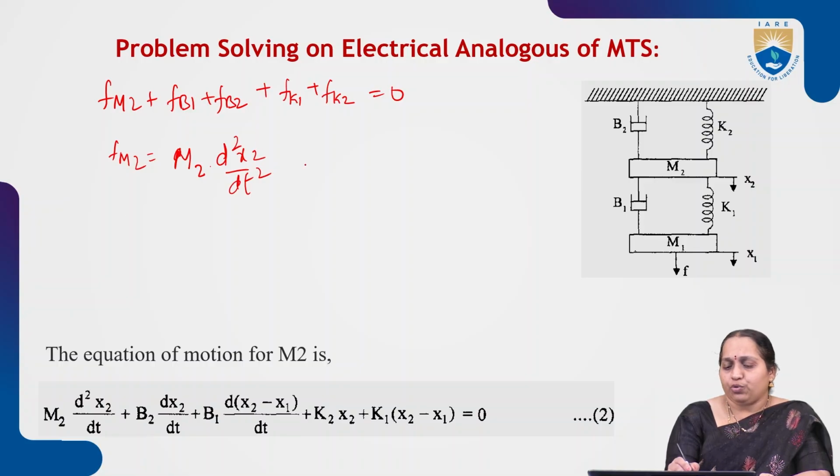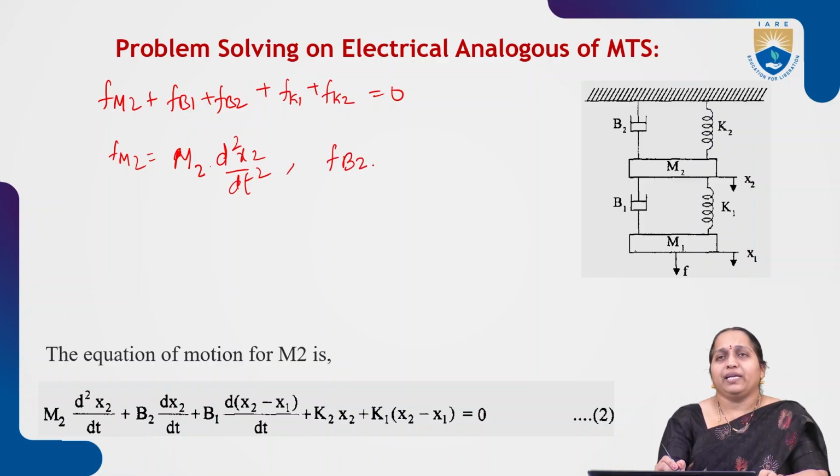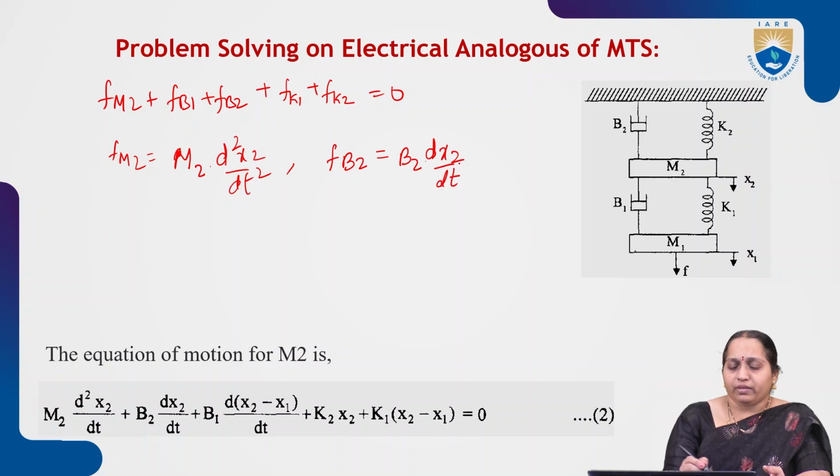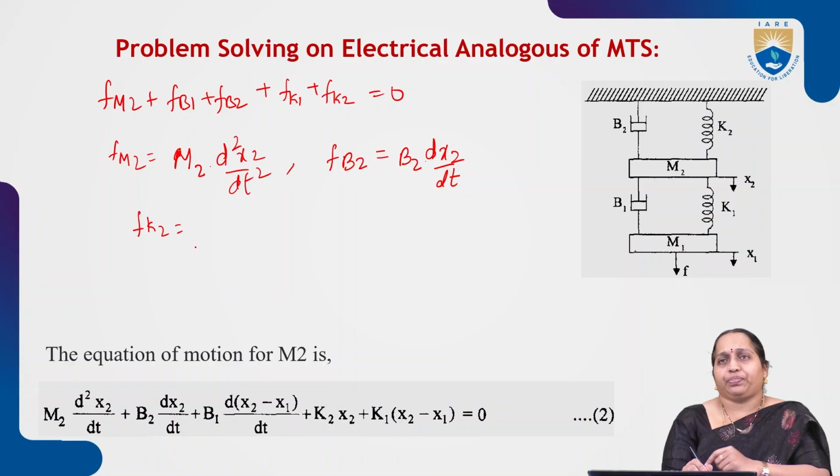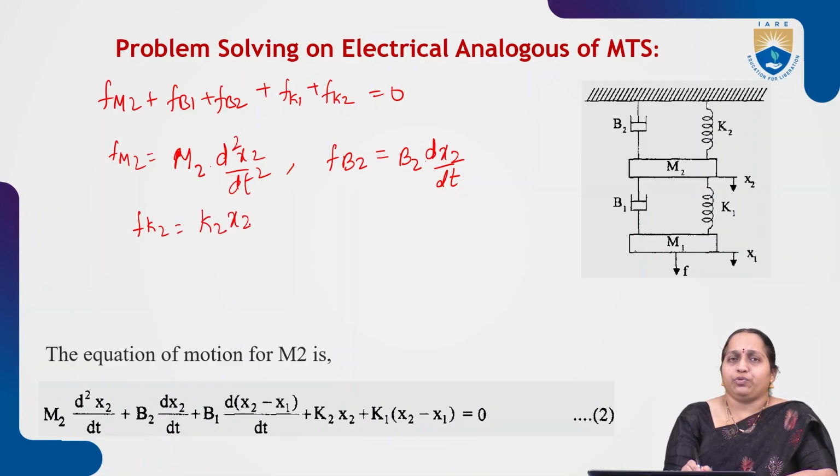Coming to Fb2, how about Fb2? It is attached only to mass element M2. So we write Fb2 equal to B2 into velocity. What is velocity? dx2 by dt. Similarly, Fk2 equal to K2 into x2, K into displacement, so K2 into x2.